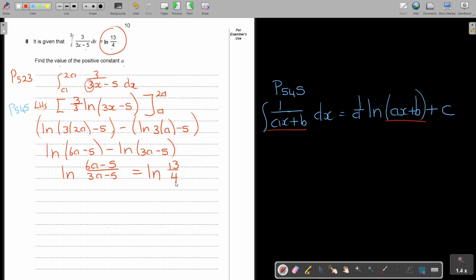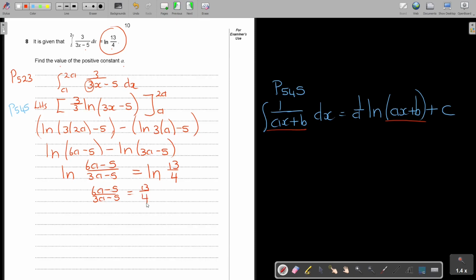Now, our equation works like this. I see ln on both sides. So what can I do? I can eliminate it, or take it away, which is a better word. So I'm having 6a minus 5 over 3a minus 5, and this is equal to 13 over 4.